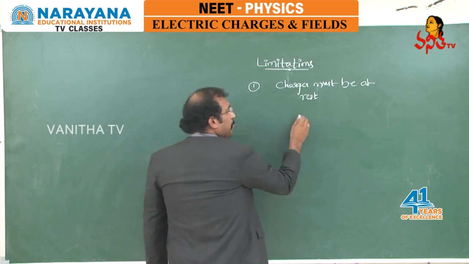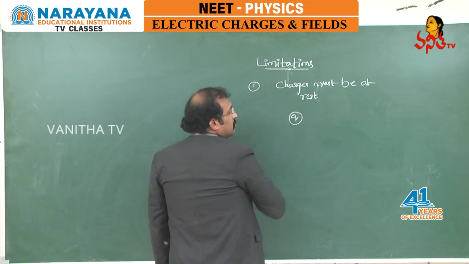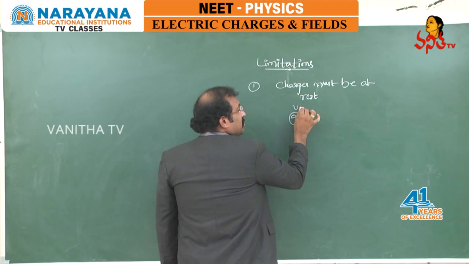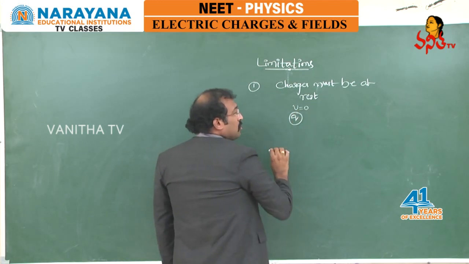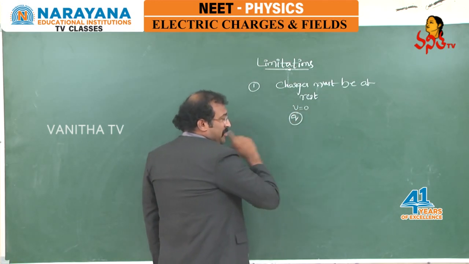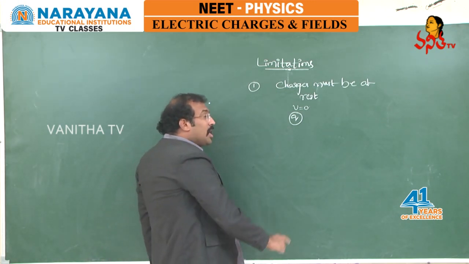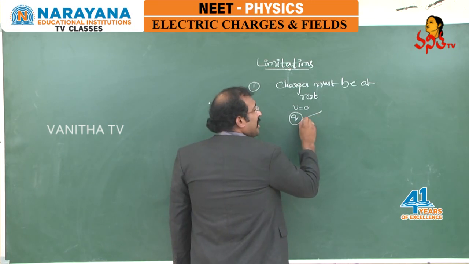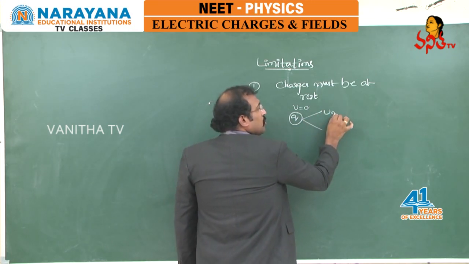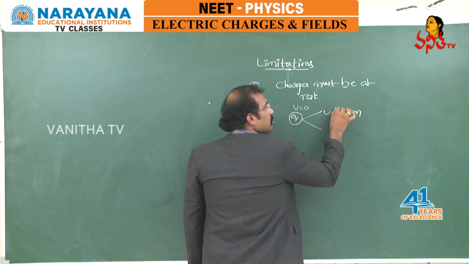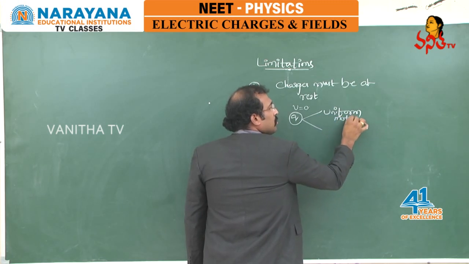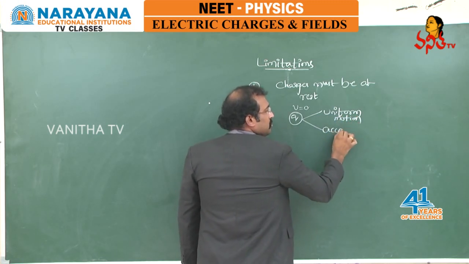The reason is a charge at rest produces only an electric field. The charge in motion, motion is again of two types. One is uniform motion and the other is accelerated motion.